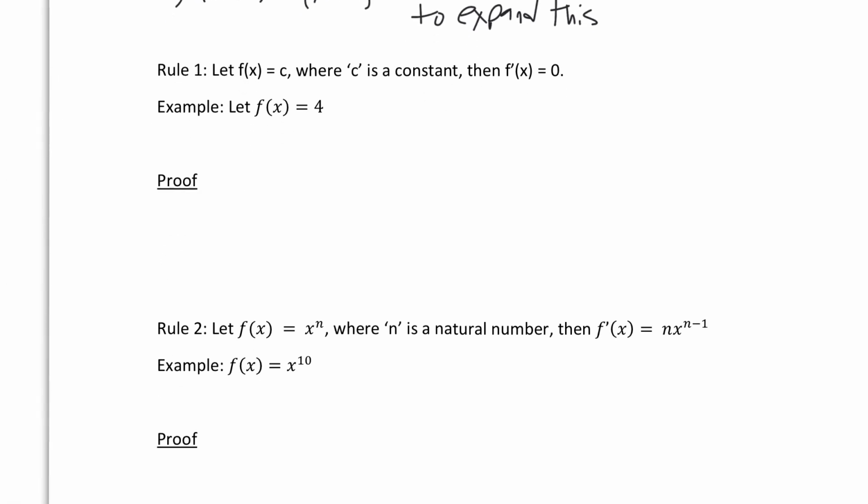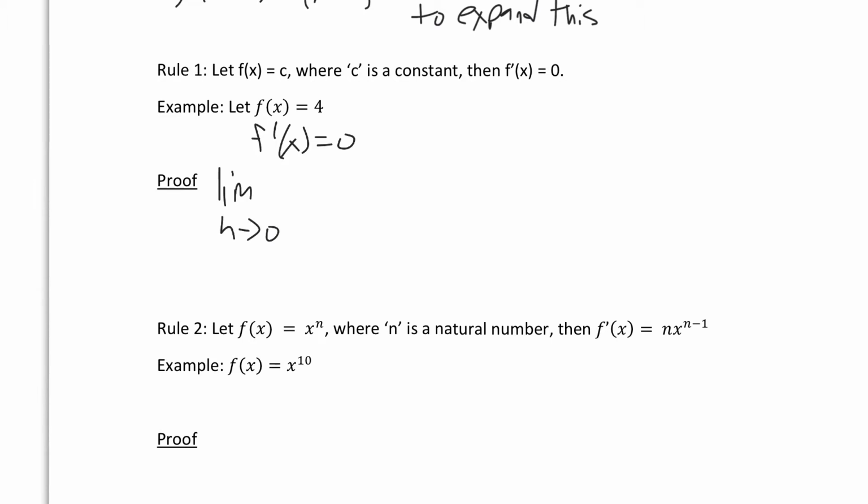So rule number 1, let f of x be c, where c is a constant. Then the derivative is 0. Well, let's do an example here. Let's say our function was f of x equal to 4. Apparently, the derivative then would just be 0. Well, let's look at the proof. We actually don't need to do all 3 steps because it's pretty straightforward. It's an easy function, so we'll jump right to the limit.